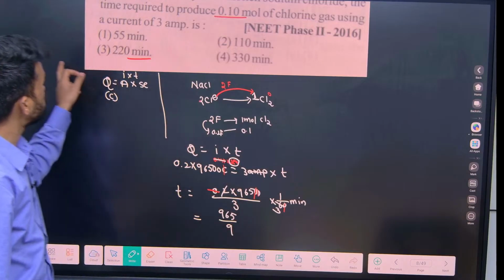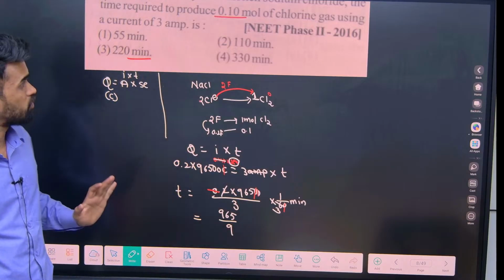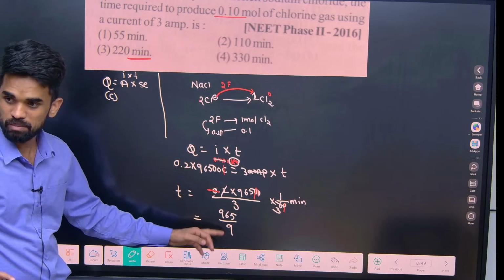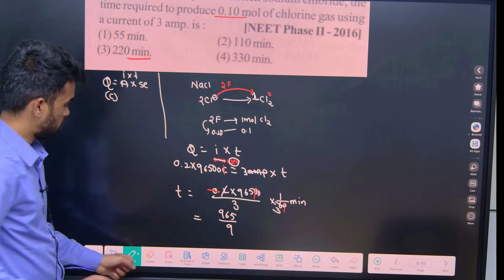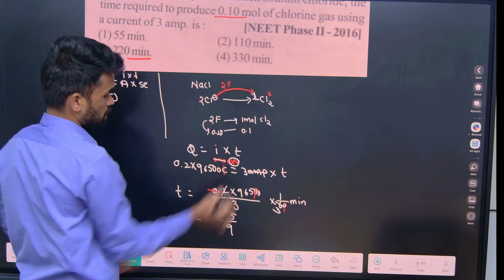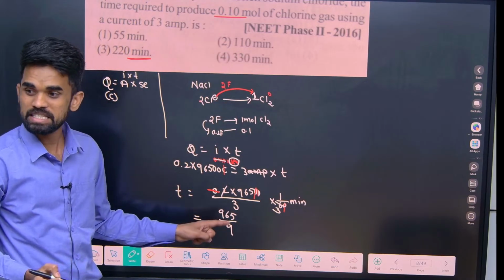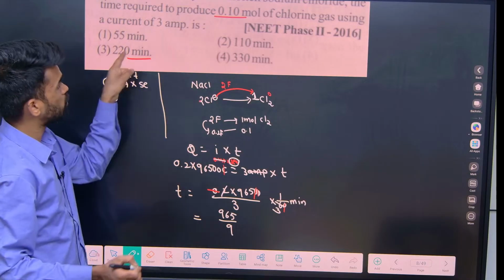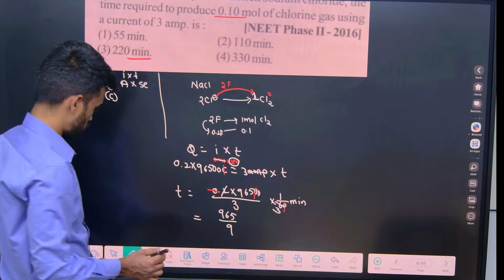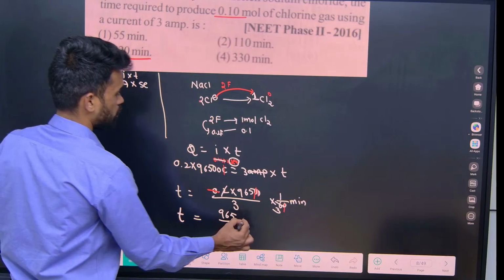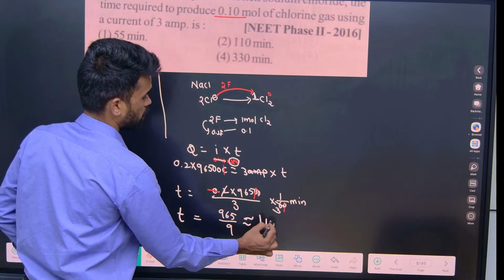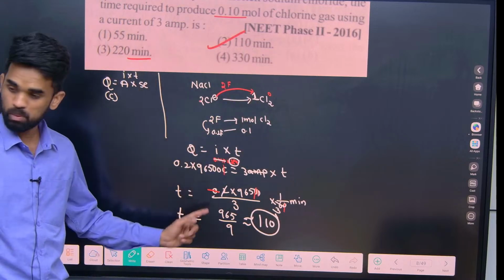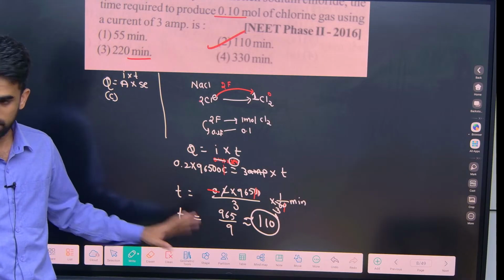So which one is the nearest option here? We have no need of calculating also. 65 is there, 9 into 7 is 63. So you will get around 107 point something. So where do we have the closest option? Second option. Here we have 110. So option 2 is your perfect answer. Do you get how we are approximating without simplifying it? Next.